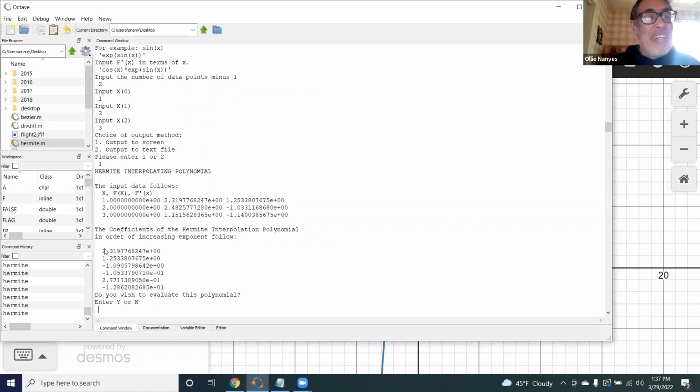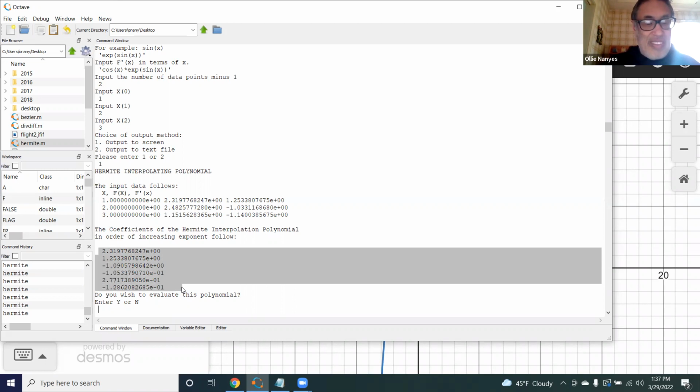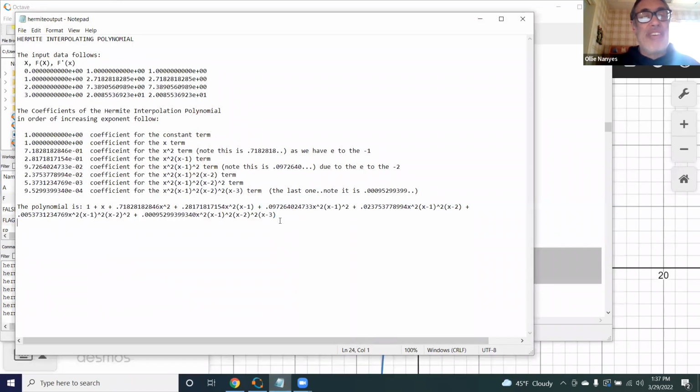Now, what do these tell us? Well, let's go to this right here. Here, f of x is the e to the sine of x, and x0 was 1, x1 is 2, x2 is 3.